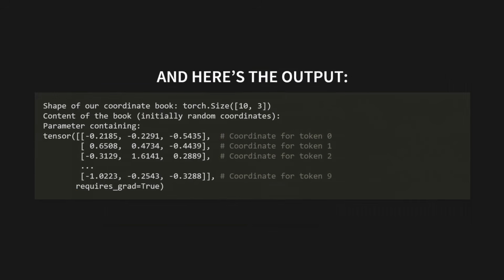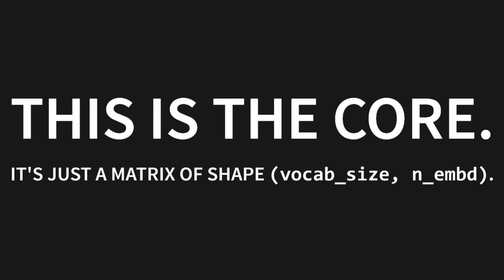And here's the output. Check it out. The shape of our coordinate book is torch.Size with 10 rows and 3 columns. Makes sense. And the content of the book is a tensor filled with initially random coordinates. You can see the first row is the coordinate for token 0. The second row is the coordinate for token 1, and so on, all the way down to token 9. And notice it says requires_grad=True. This is the core. It's really just a matrix of shape vocab_size by n_embd. That's all it is.